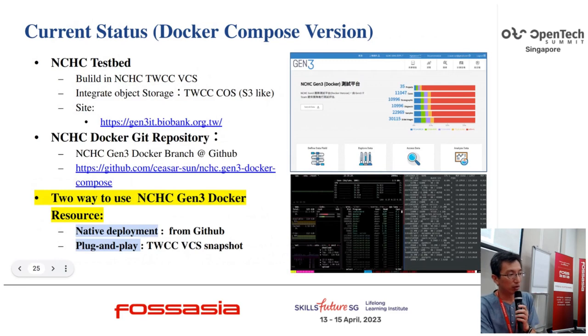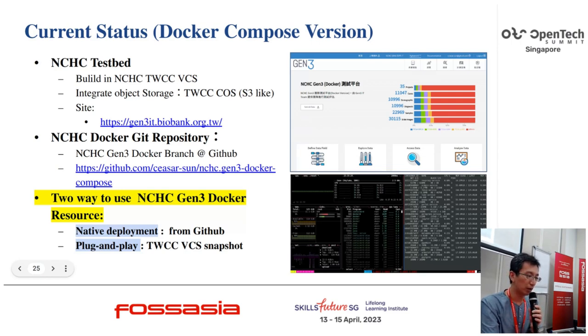So for the current status of the Docker version, we have an NCHC testbed built on NCHC TWCC VCS, where VCS means virtual computing service. We integrate object storage, using TWCC COS, which is very similar to S3. And we have an NCHC Docker Git repository. You can see the Git repository link.